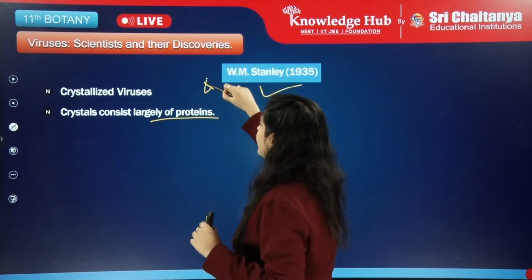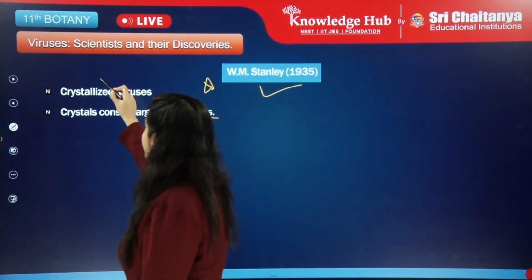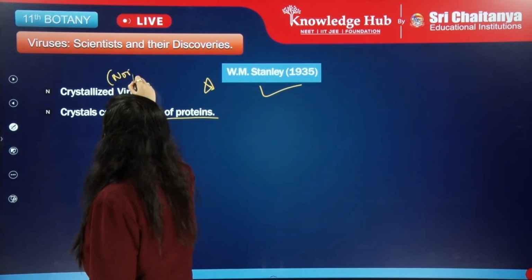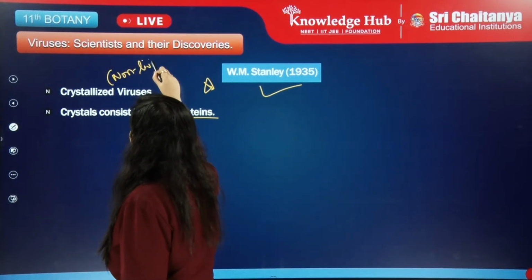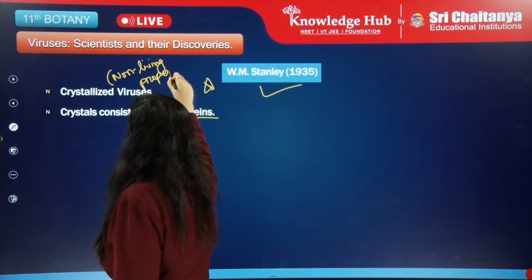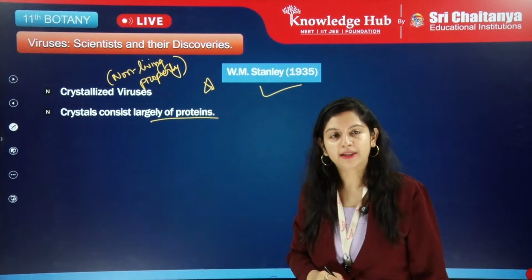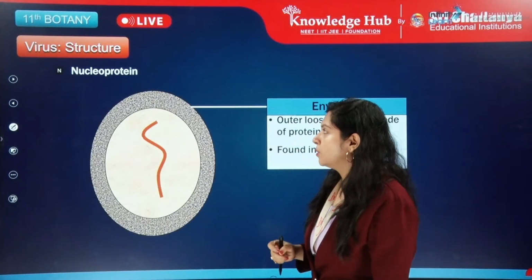He is a very important scientist because he showed crystallizing viruses. This is a non-living property of the virus. Crystallizing viruses, all these things, okay, fine. So let's come to the structure properly.